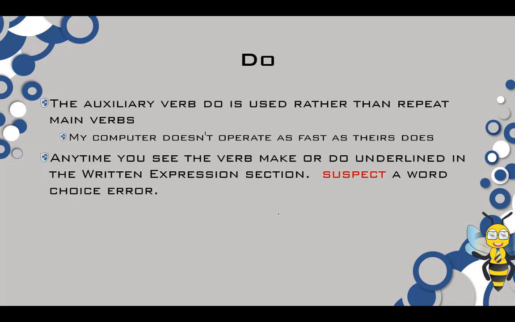Sometimes the auxiliary verb do is used rather than repeating main verbs. For example, my computer doesn't operate as fast as it does. Remember that here we're using the verb does instead of repeating the verb operate. I could exactly say, my computer doesn't operate as fast as theirs operate. That could also be correct. But in this case, we're using the auxiliary verb do to avoid repeating the verb.